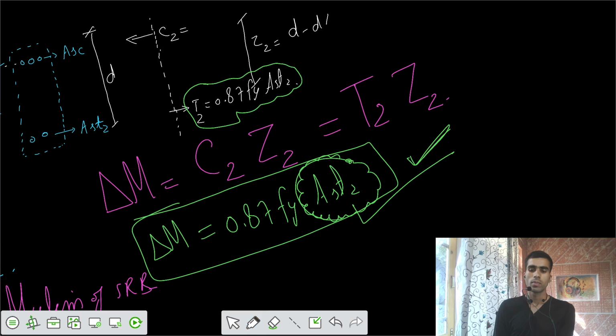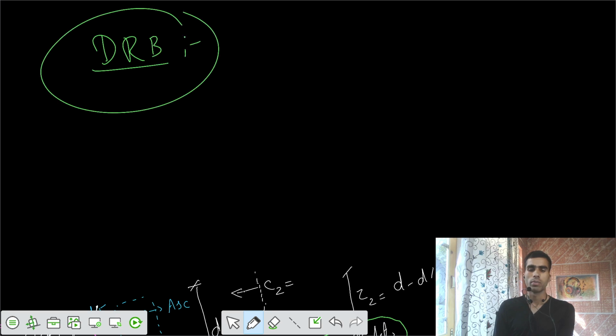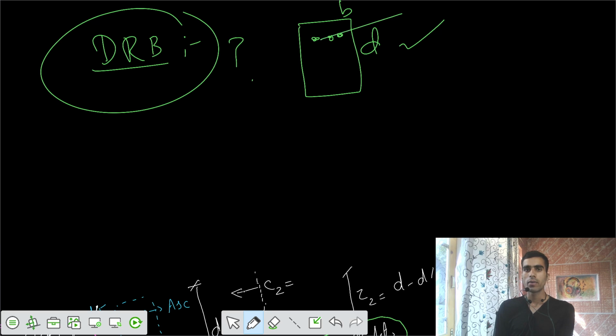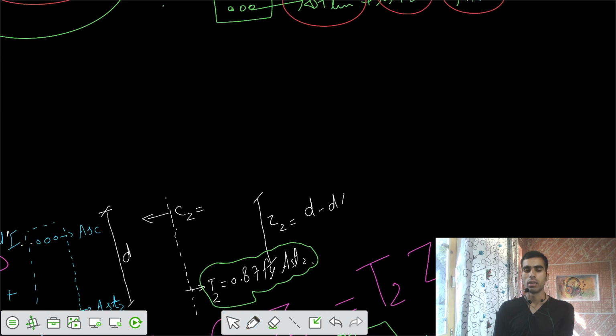So when we talk about the doubly reinforced beam, what do you have to design? Your dimensions, B and D, are fixed. You can't change those. What you need to get is the value of ASC, and the value of AST limiting plus AST2. That is the total AST you need to get. So that's all the job you need to perform for the doubly reinforced beam. One is ASC and one is AST, the sum of AST limiting plus AST2. There are two different values we need to get for the design.